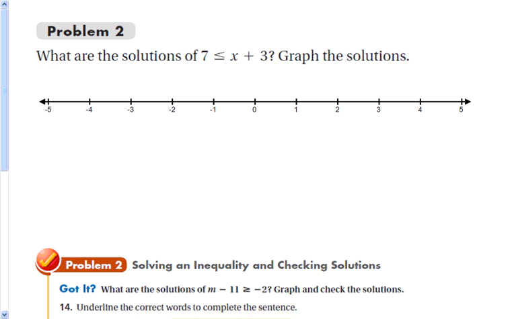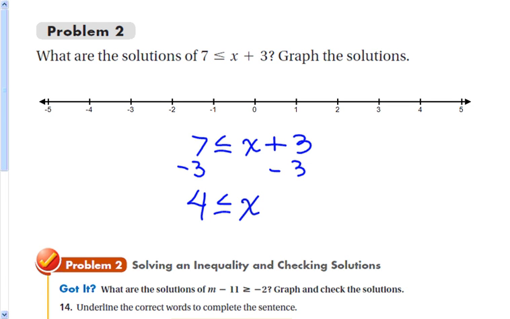All right. To solve this inequality, 7 is less than or equal to x plus 3, I'm going to use the subtraction property of inequalities. Take away 3 from both sides, and I get 4 is less than or equal to x. And remember, that is the same as x is greater than or equal to 4. So we need to graph all numbers that are higher than 4 or equal to 4. So we're going to put a closed circle at 4, and we are going to shade everything higher than that number.